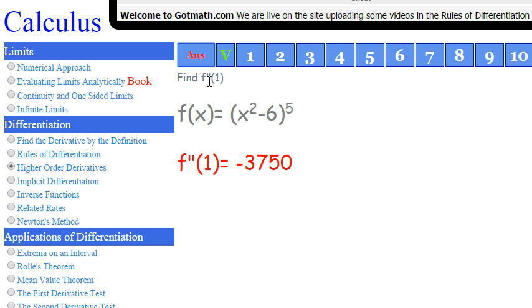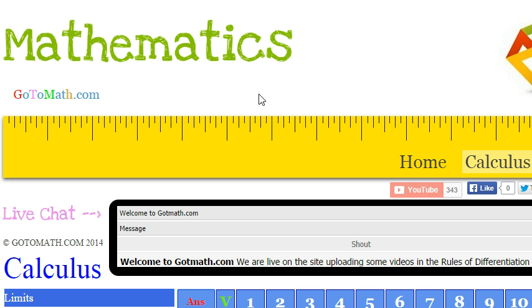And so we were finding the second derivative, and then what this means is we want to plug 1 in. So f double prime of 1, and there you go. So remember where we're at. We got this problem from this section here. We're doing higher order derivatives, and we're at b2p2.com.